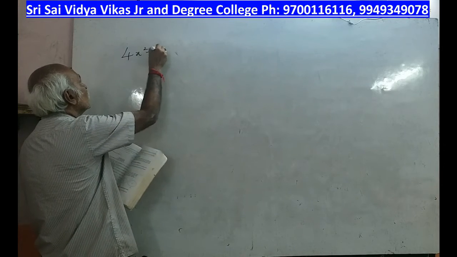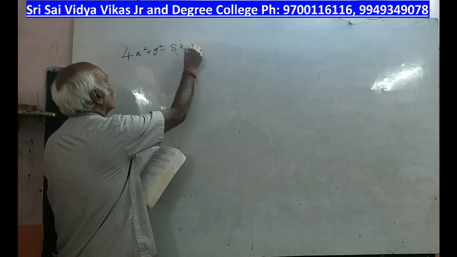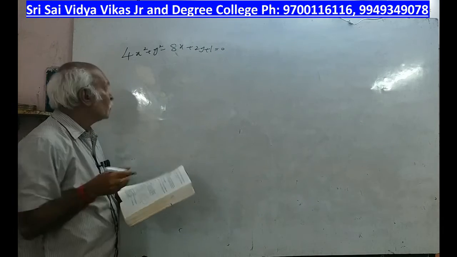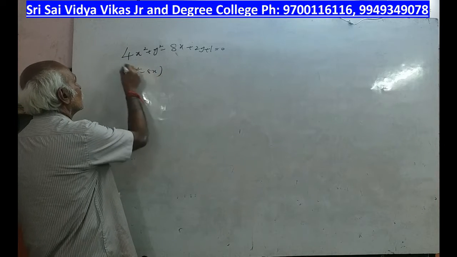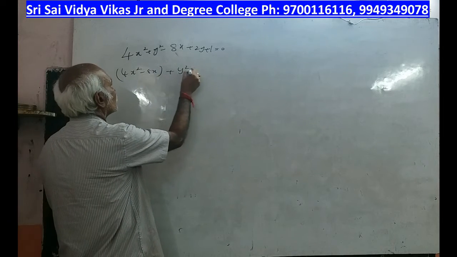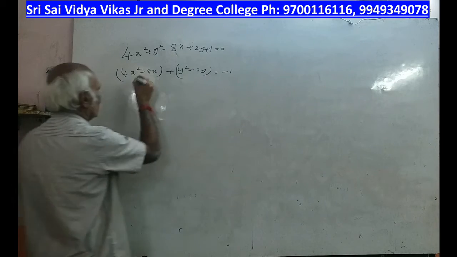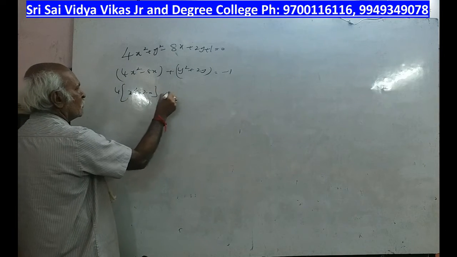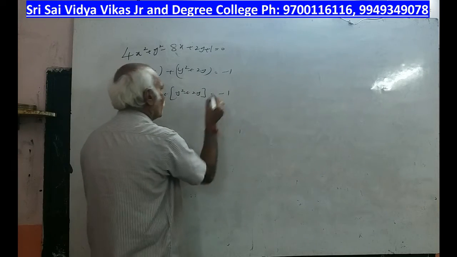4x² + y² − 8x + 2y + 1 = 0. Okay, now grouping: 4x² − 8x plus y² + 2y is equal to −1. I brought this side. Take 4 common: 4(x² − 2x) plus y² + 2y is equal to −1.